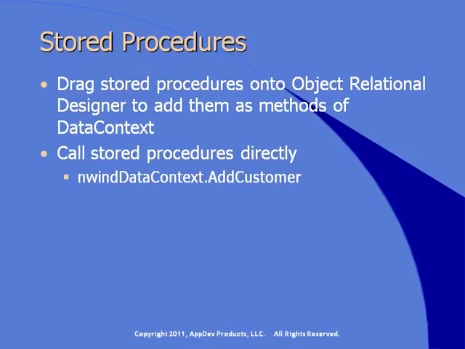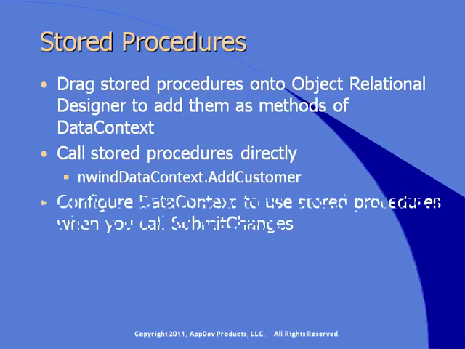So for example here, if we have an add customer stored procedure, then we can just call that as a method of the data context and pass whatever information the add customer stored procedure expects. You can also configure the data context to use the stored procedures instead of generating SQL statements when you call submit changes. So for example, I could tell the data context, if I've added a customer, when I call submit changes, call that add customer stored procedure instead of generating SQL statements. Let's go see how that works.